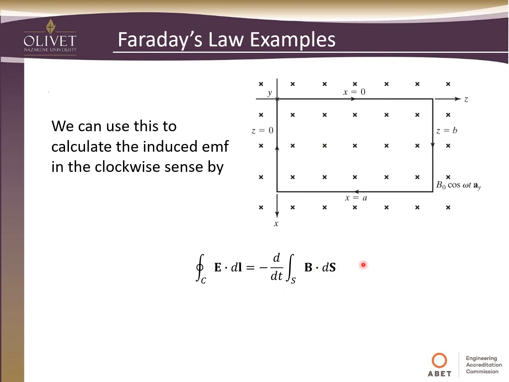Well, we calculated that on the last page, and we found that to be AB B0 cosine omega t. So all that's left to do here is to take the derivative of that with respect to t, and when we do, the derivative of cosine omega t is negative sine omega t, and so we're left with AB B0 omega sine omega t. So this would be an expression for the potential difference, or EMF, induced around this loop from our original magnetic field.